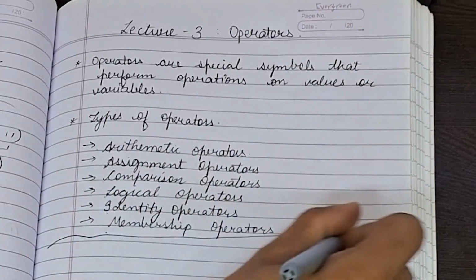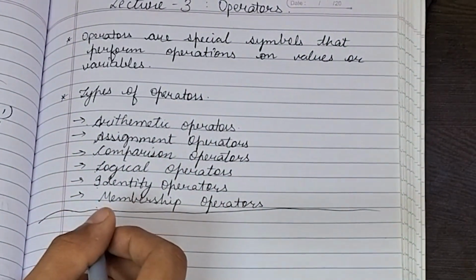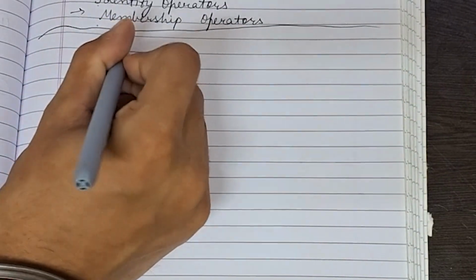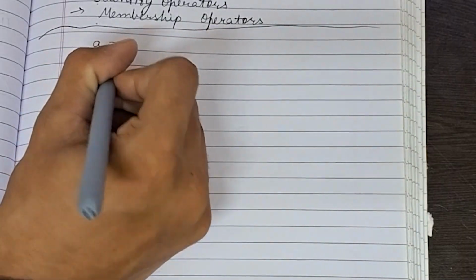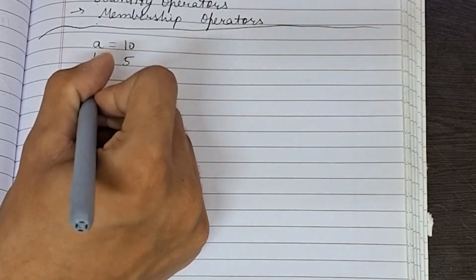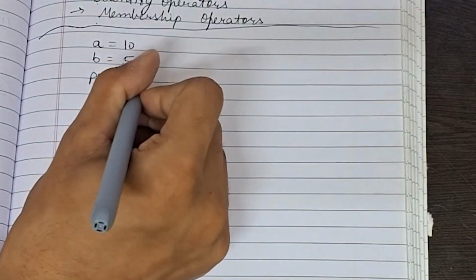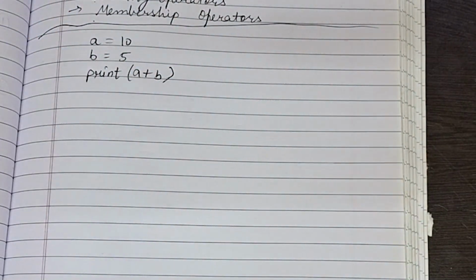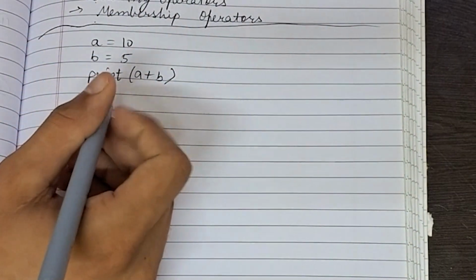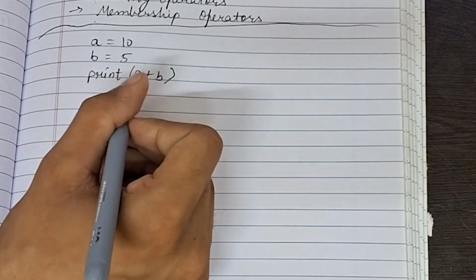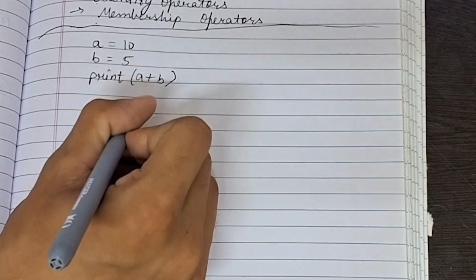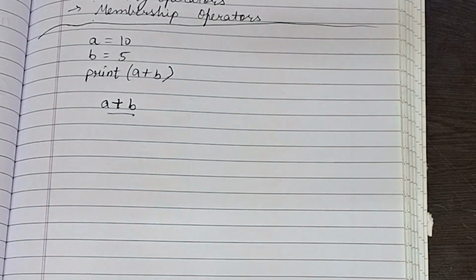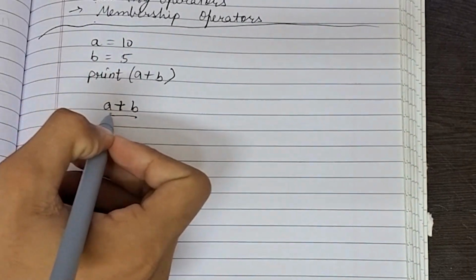Okay, so simply I will write here whatever was on our screen. We had A is equal to 10 and B is equal to 5, and the print function used to print A plus B. So this was our code which we saw in our notes. Okay, so what does A plus B mean? A plus B means it will add. What is the use of plus? Plus means to add something. Okay, so it will add A plus B.